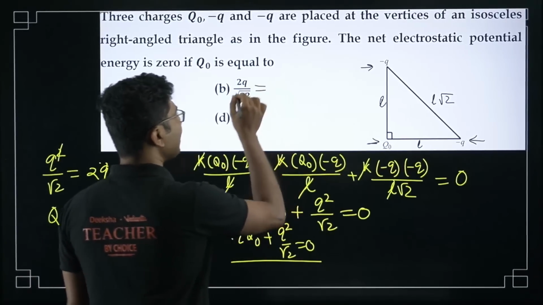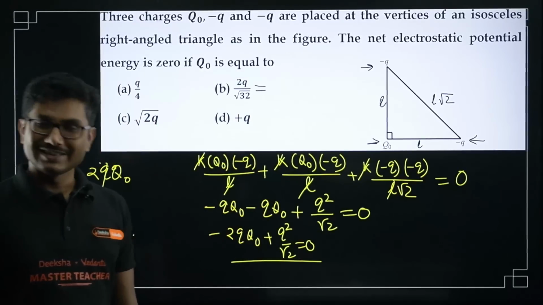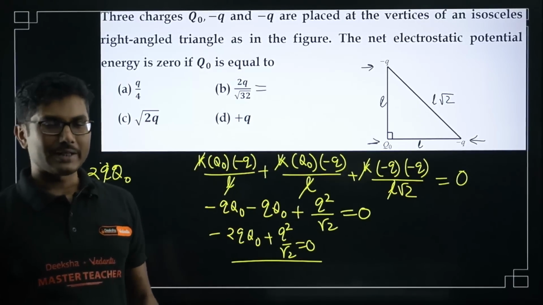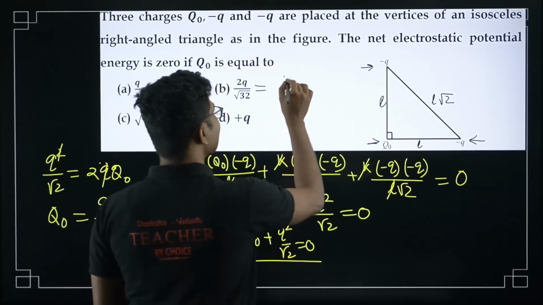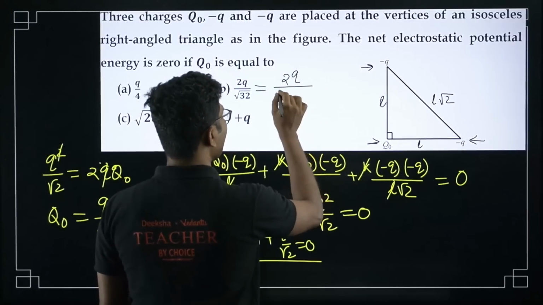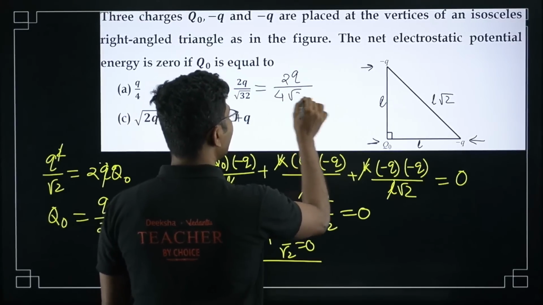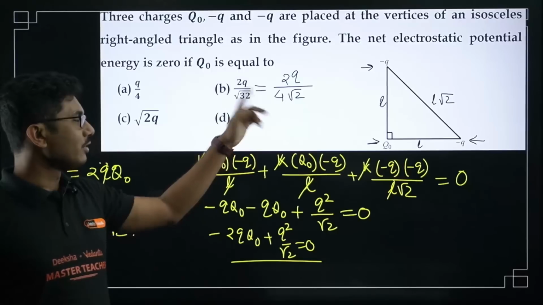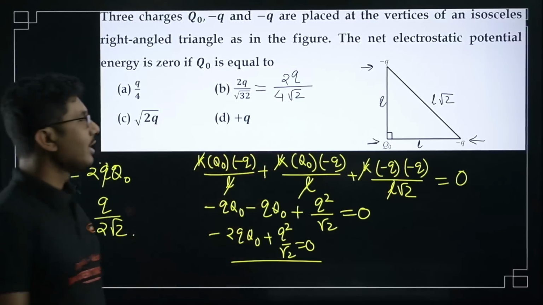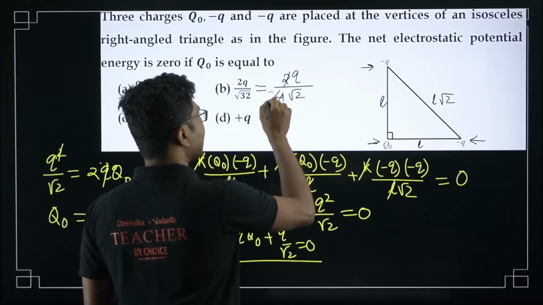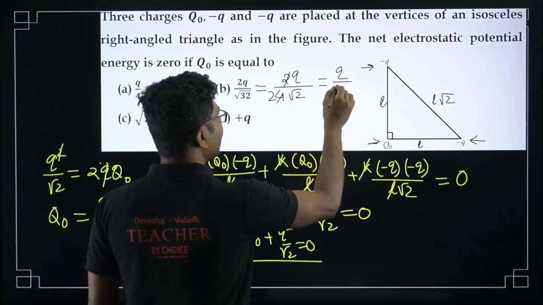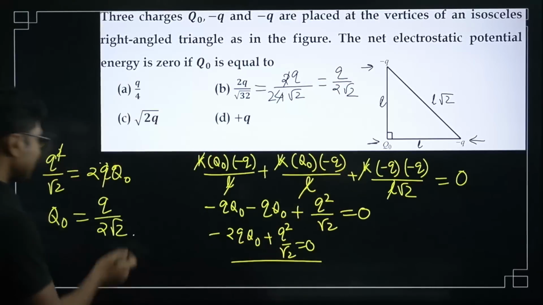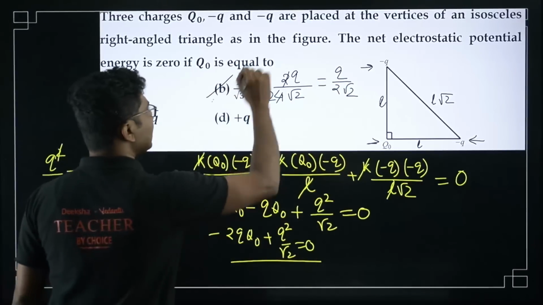This one. Why? Because root 32 means 16 into 2. That is, we can write this as 2q by 4 root 2. 16 into 2, 16 square root is 4 and 2 is obviously root 2. Now if you simplify this, you get q by 2 root 2. So what was our answer? So definitely this is the answer.